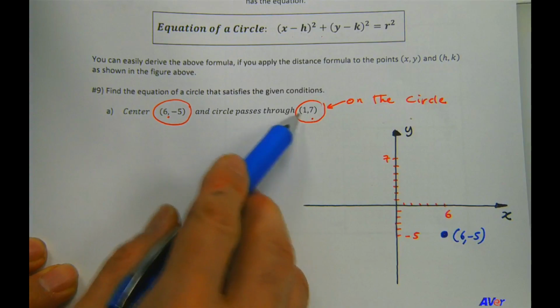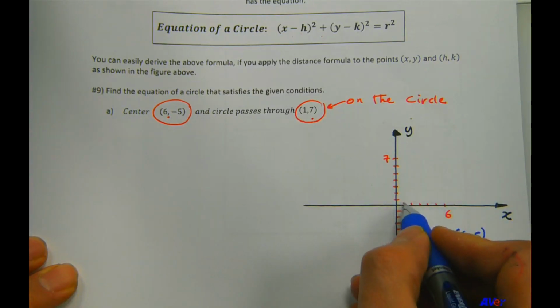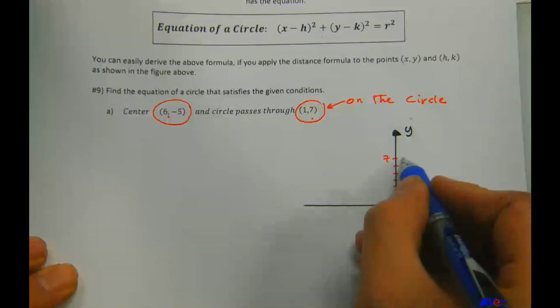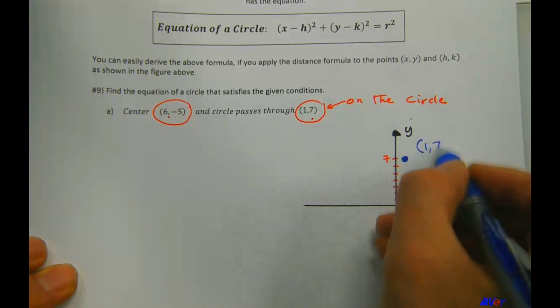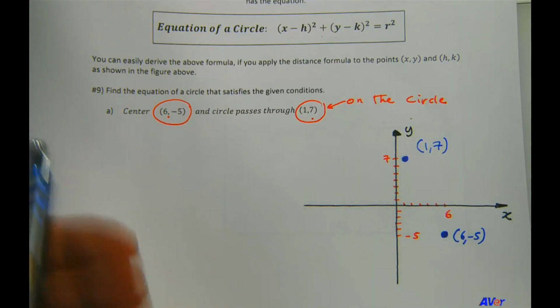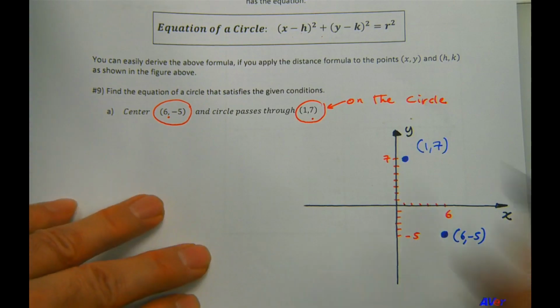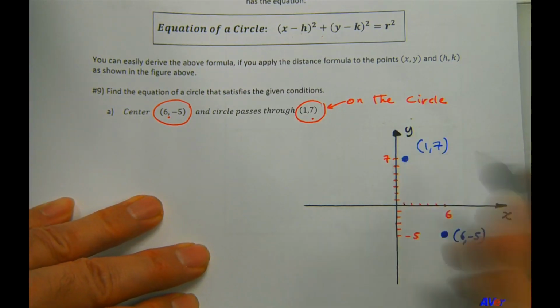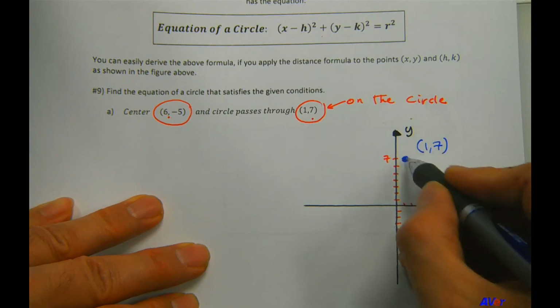And then 1, 7 is right there. That's a point on the circle. For sure, I'm not going to be able to draw this circle because it's going to go off the page. It's a big circle. I mean, if I did draw it, it'll be like that.